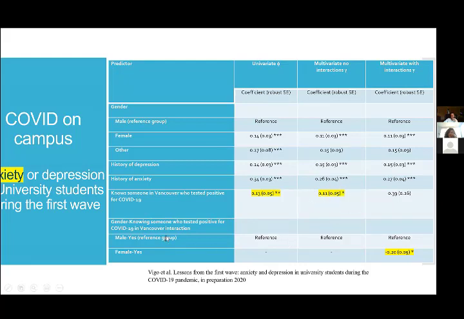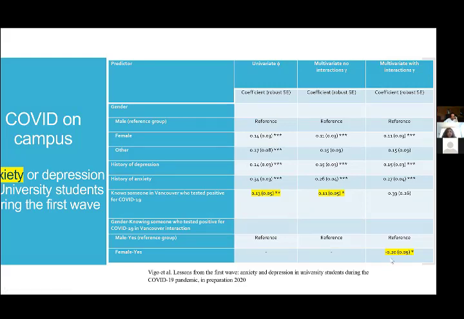But then when we interacted the exposure variable with gender, meaning asking the question, is gender a factor that interacts with the exposure to get the results? We actually see that this increase of 11 percentage points is actually an average between small increases in anxiety in females and large increases in anxiety in males. Being female, as we see here, has a protective effect on the anxious response to COVID.